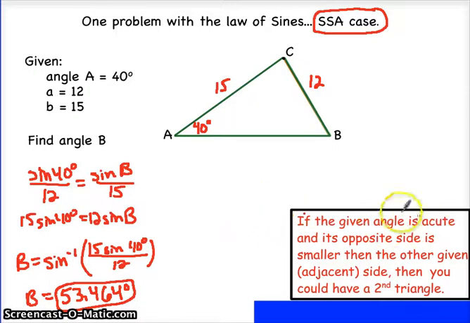Now the problem comes in that when you have an acute angle, as defined here, an acute angle whose opposite side is smaller than the other given side, the other adjacent side. So the opposite of 40 degrees is 12, and 12 was less than 15. The problem comes in that that doesn't define just one triangle.